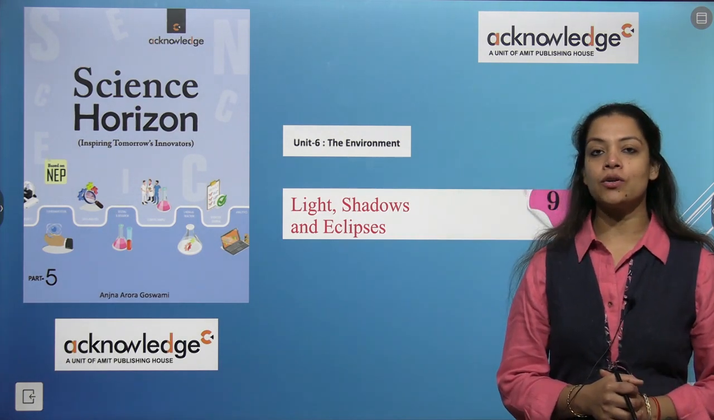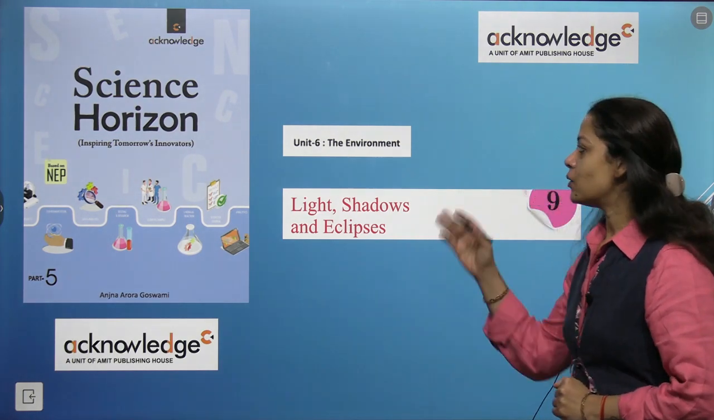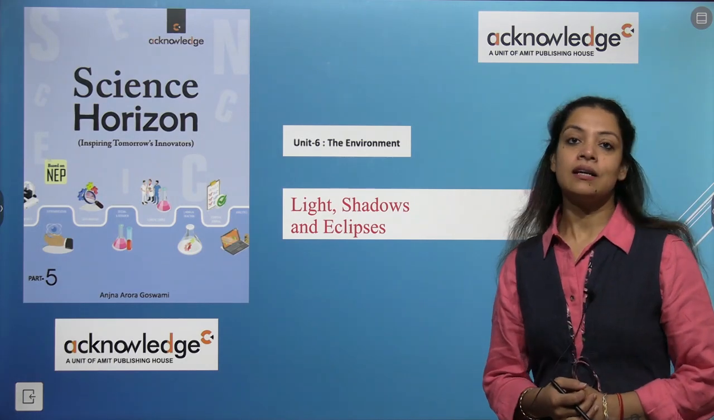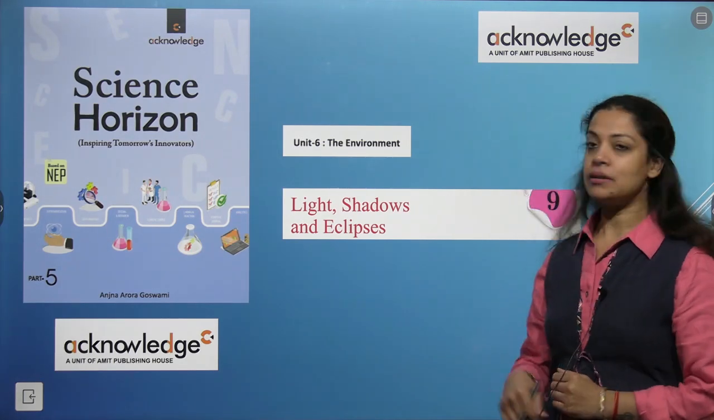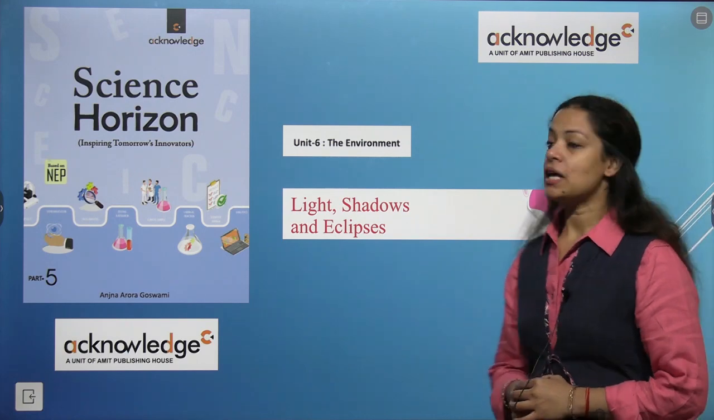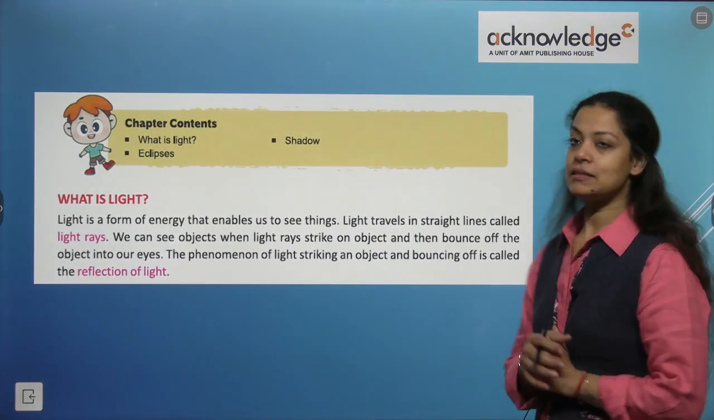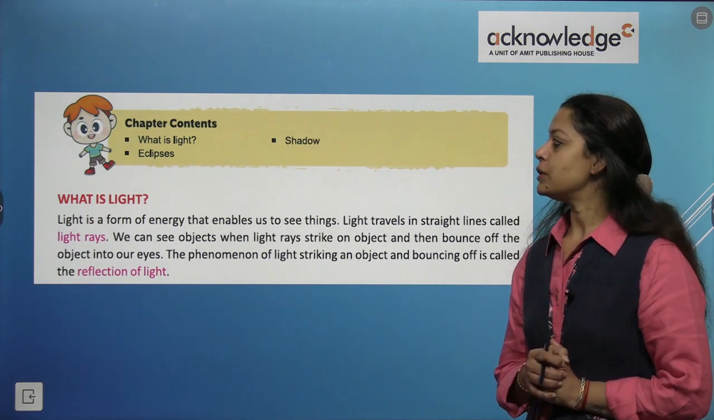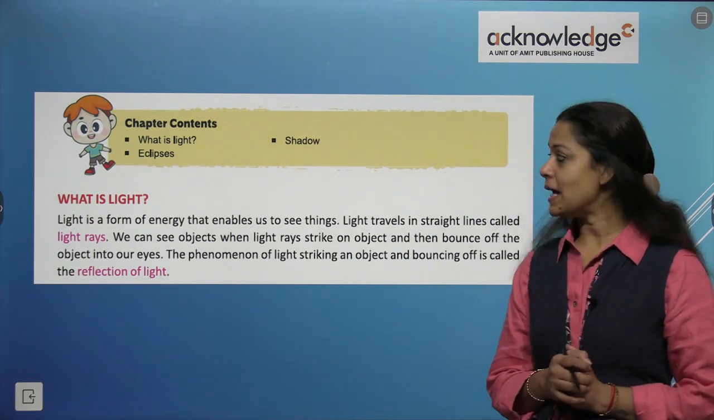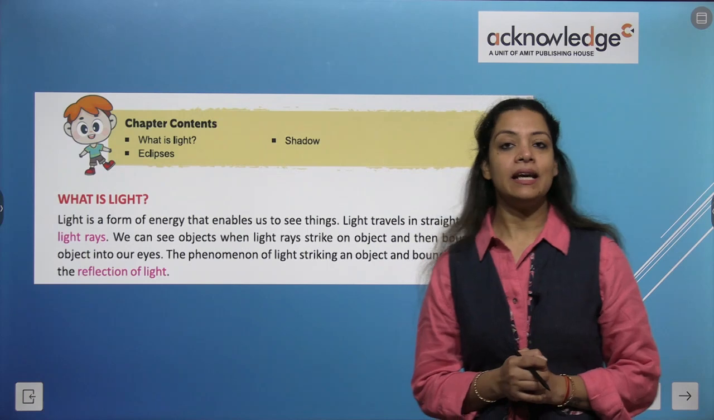So, let's see what all we have to study today. We are going to study Unit 6, that is the Environment, Chapter number 9, Light, Shadows and Eclipses. So, let's move on to see what is there in the chapter. We will study about what is light, shadow and eclipses.